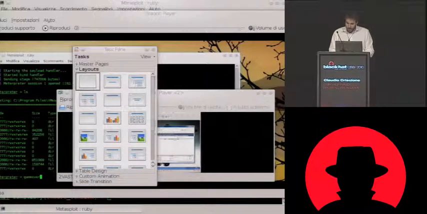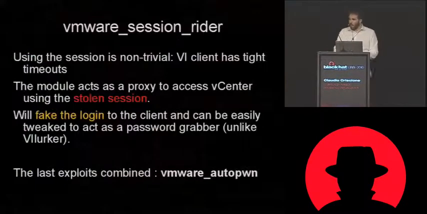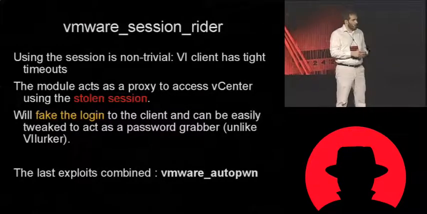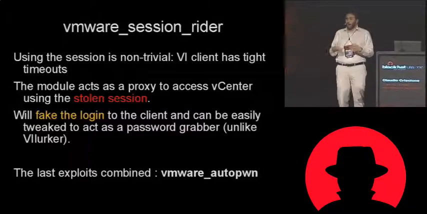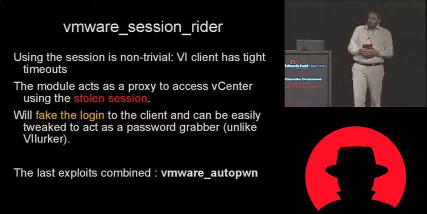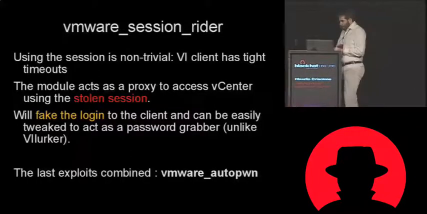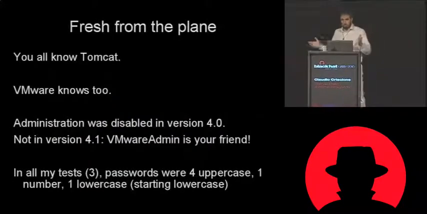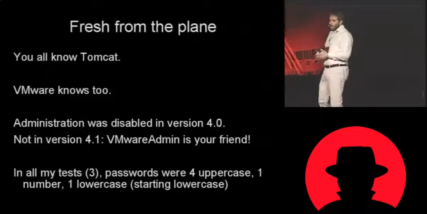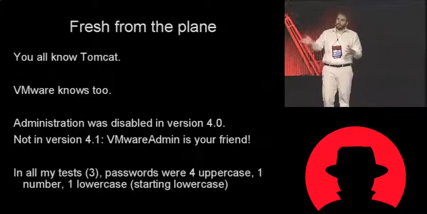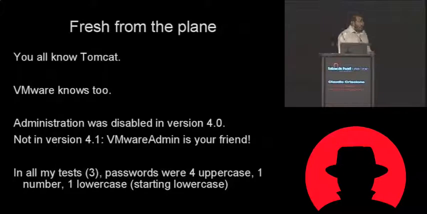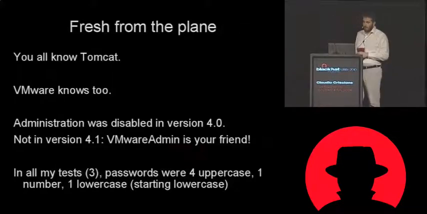However, I developed this some 10 days ago. While I was on the plane, with nothing to do, I started doing some research on the latest version of VMware, version 4.1. And I found something which is quite interesting, in my opinion. I guess you all know Tomcat, right? Yeah, you do. So VMware knows too, because it's using Tomcat to run most of its services. However, the administration panel was disabled in previous versions. Well, guess what? In version 4.1, it has been enabled back. So it's there. And there is a standard user, which is VMware admin, which is your friend.